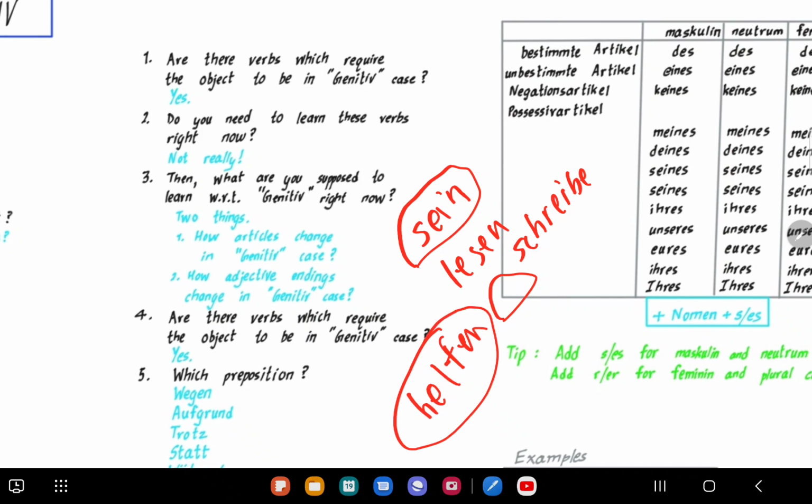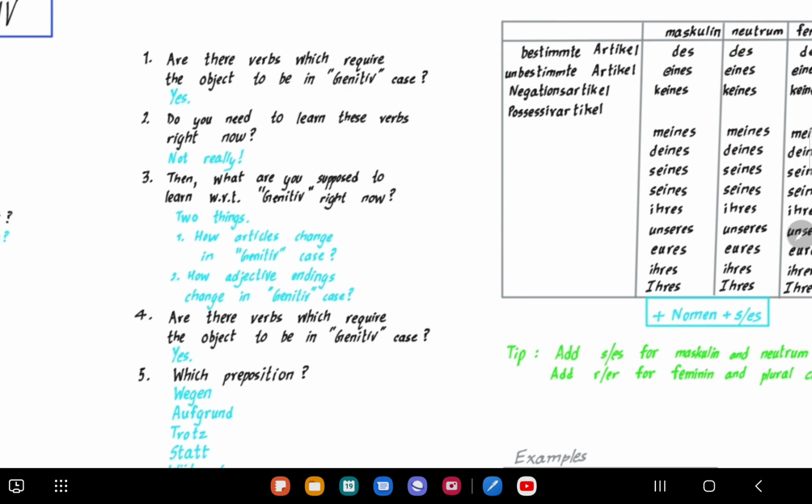Now the question that you should be asking is, are there verbs which require the object to be in genitive case? The answer is yes. Now the question is, do I have to learn these verbs right now? Not really. Frankly, at least in spoken German, if you're going to speak like a normal person in normal daily life, you don't need genitive verbs, okay? You will never hear them. Maybe in books or television or news you can hear them, but normally we don't hear them. So it's okay if you don't know these verbs.